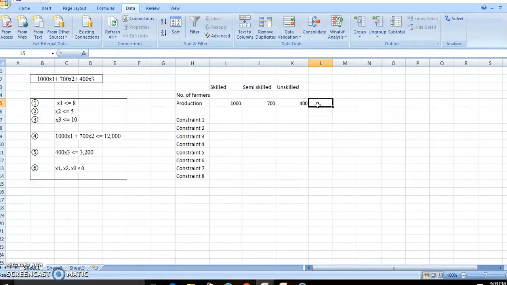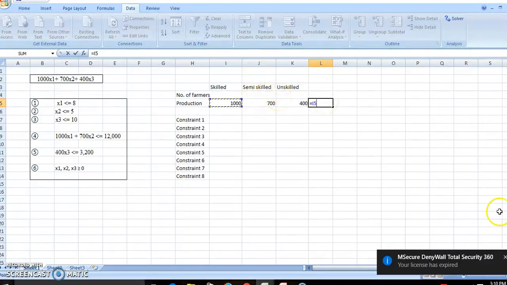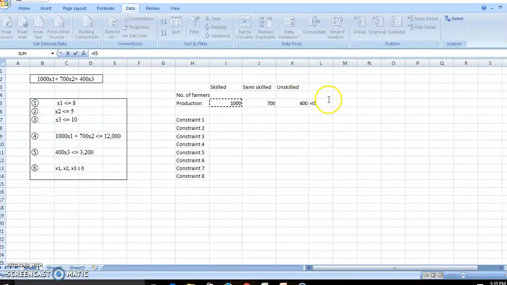In this cell, I'm going to write the objective function. I'm not going to write it as such, but in terms of the cell references. That is, firstly it is 1000 into x1. I'm going to write this cell equals to this cell 1000 into this cell that represents x1.